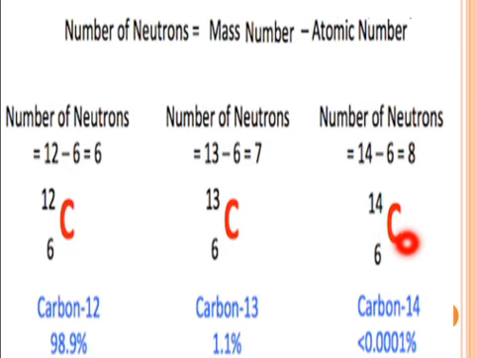Similarly, whether it is protium, deuterium or tritium, the isotopes of hydrogen, their chemical properties are the same because they have the same atomic number and the same number of electrons. So electrons determine their chemical properties.